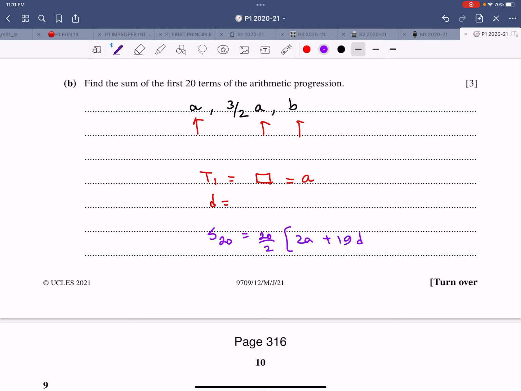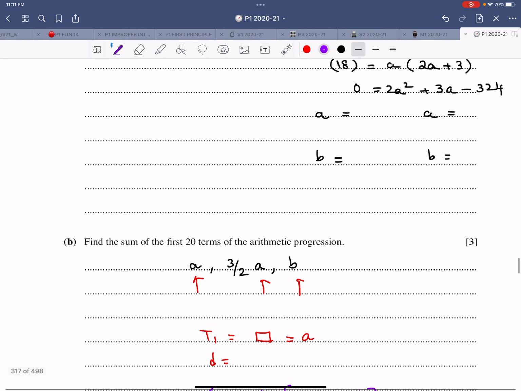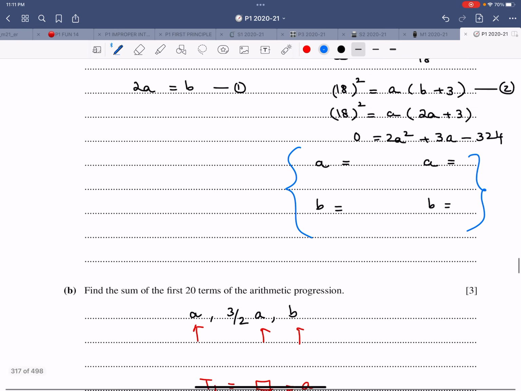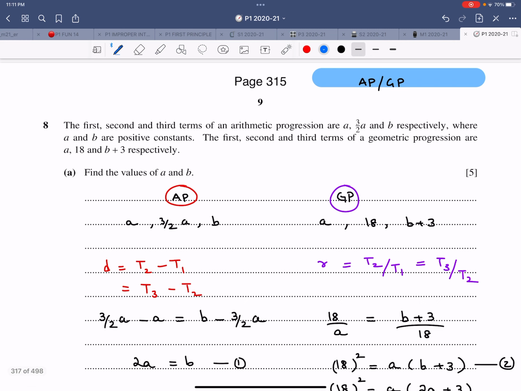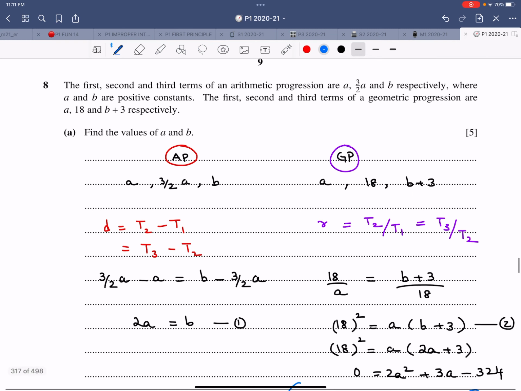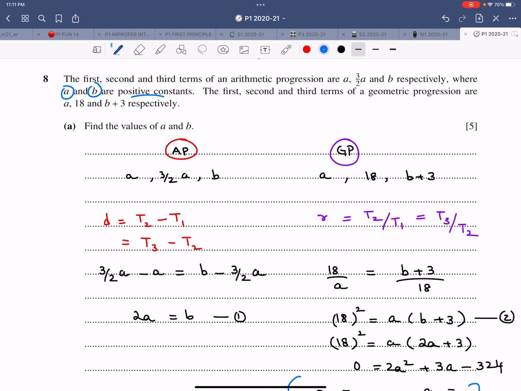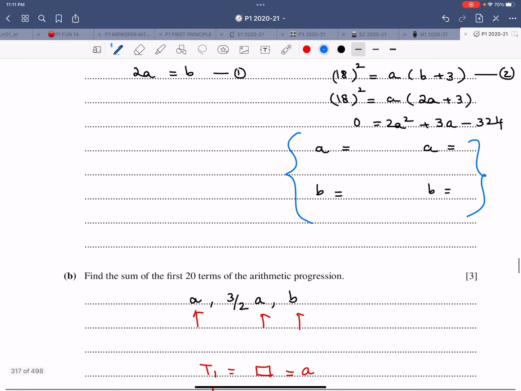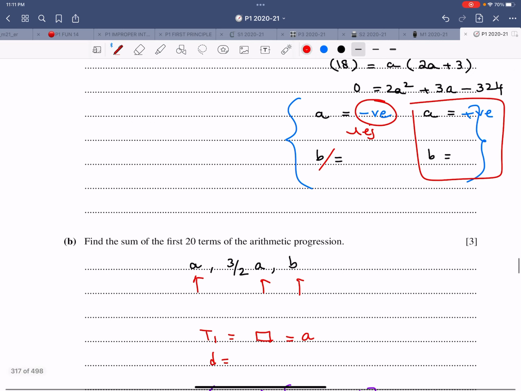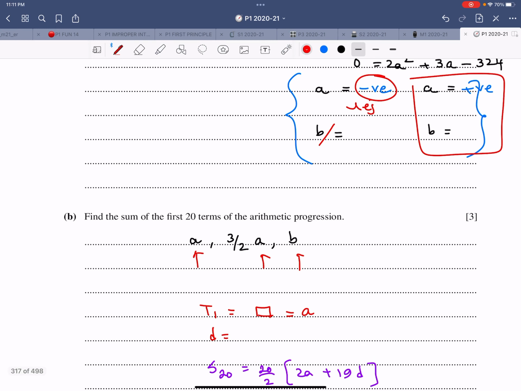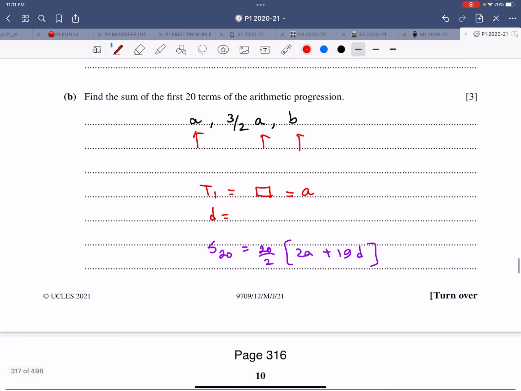Now let me make one thing very clear. That means that I have not yet solved. So I'm not sure whether I'm getting two answers or only one answer. And it also says a and b are positive constants. So maybe it so happens I get one negative value and one positive value, so I will be rejecting this value. So in other words, I'll only get one value of a and one value of b. So that is the working for this particular part.